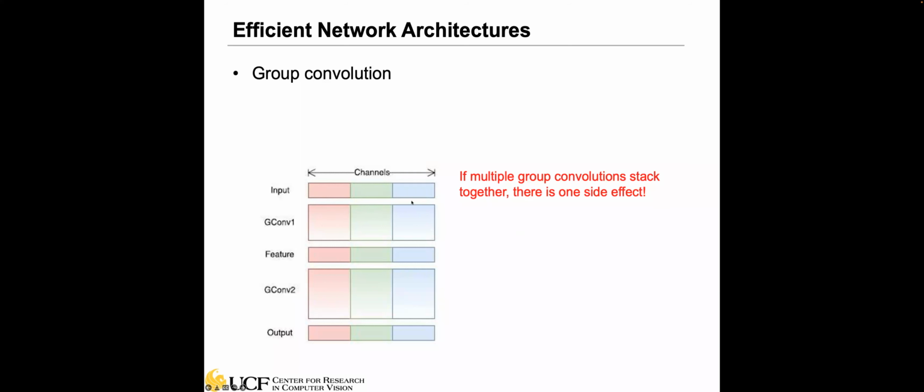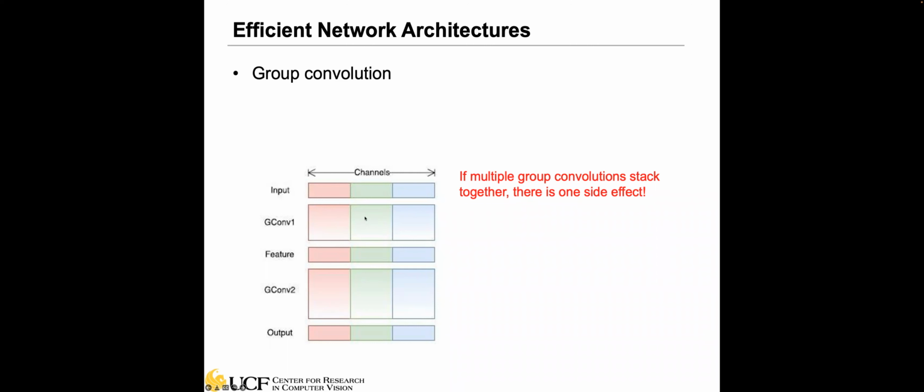But if we do this kind of group convolution, there is a potential side effect. As you can see, within these groups, it never gets to see the information from other groups. So the color indicating the information flow is just within these groups. There's no information exchange between different groups. But here, it's not the ideal case.